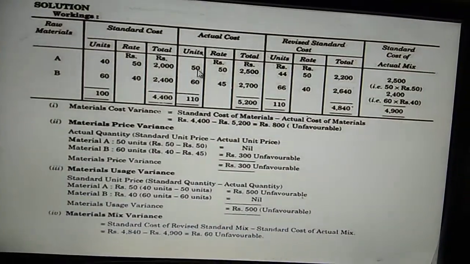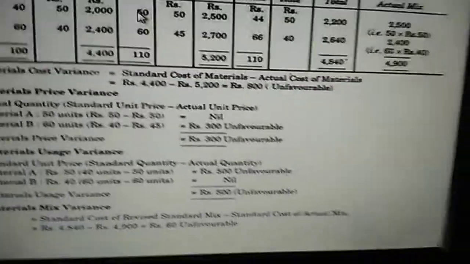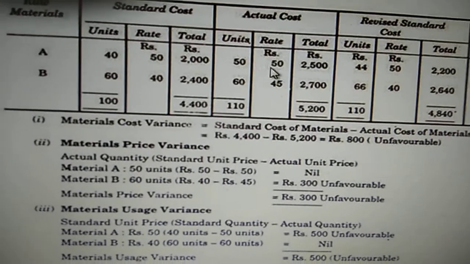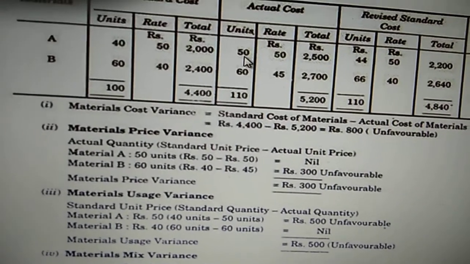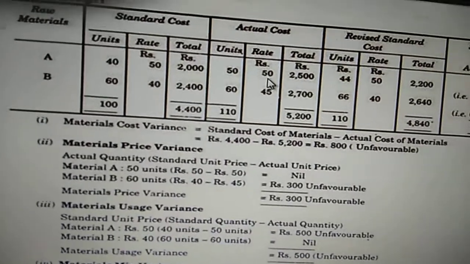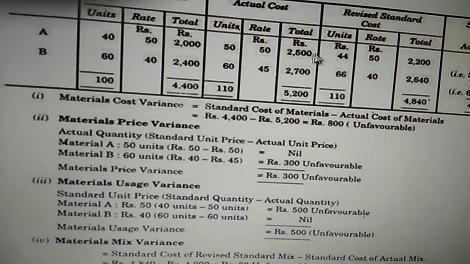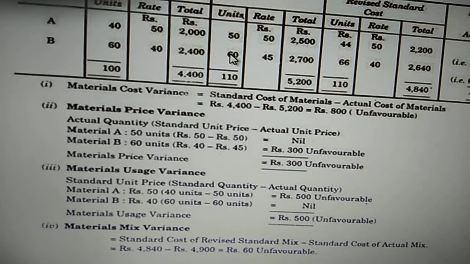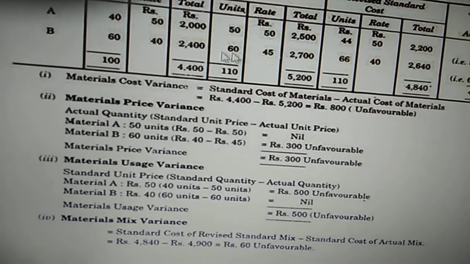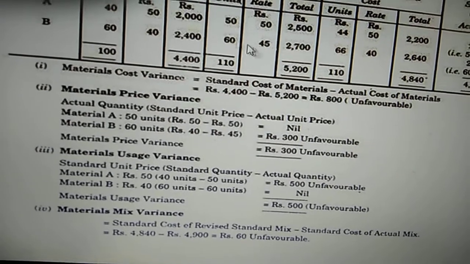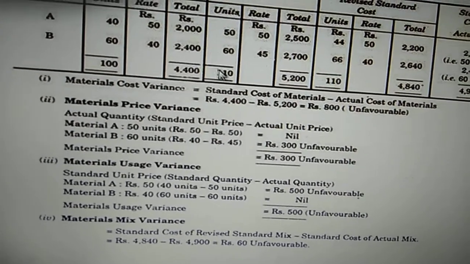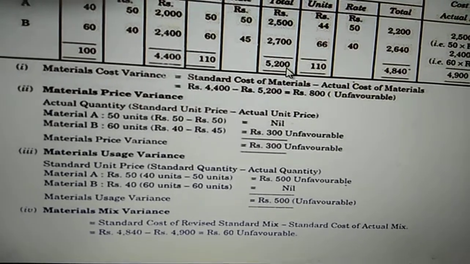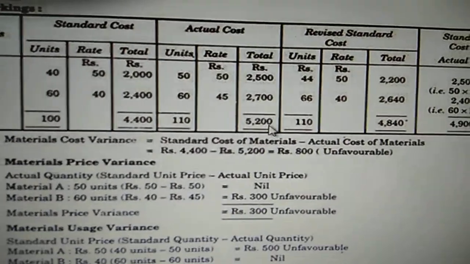Then actually how much they used. They actually used 50 units of A, and the rate is 50, so we get a total of 2500. Actually 60 units of B are used, and the rate is 45, so 60 into 45 is 2700. Total actual units used is 110, so the total cost is 5200.